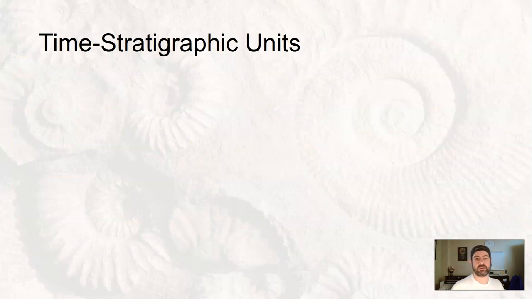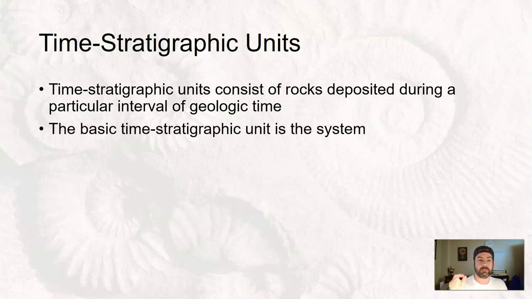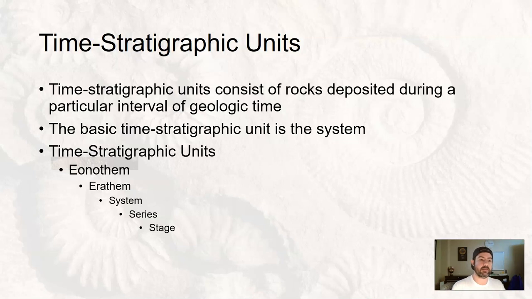So let's get into the time-based categories. Let's talk about time stratigraphic units. Time stratigraphic units consist of rocks deposited during a particular interval of geologic time. The basic time stratigraphic unit is the system, and we can break the time stratigraphic units down into eonothems, erathems, systems, series, and stages. This is another one we won't get too much into.